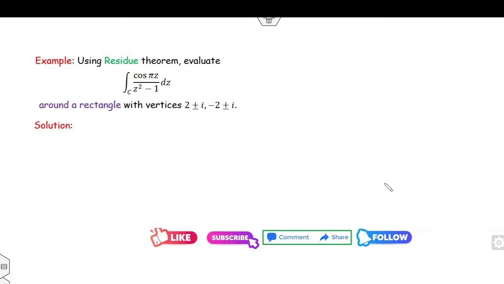Look at the next one. Find the residue. Use the residue theorem. Evaluate over the rectangle. So can you draw the curve? What is the meaning of these points? It is 2 plus i, 2 minus i, minus 2 plus i, minus 2 minus i.